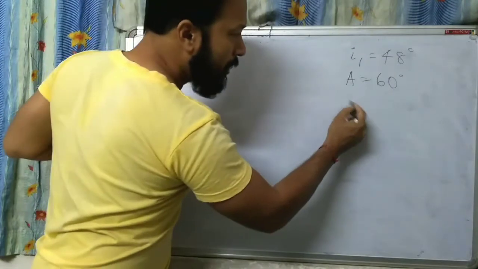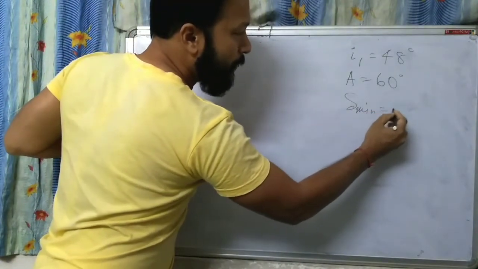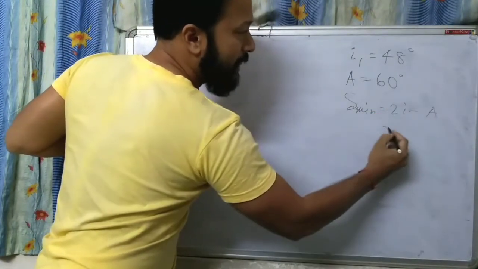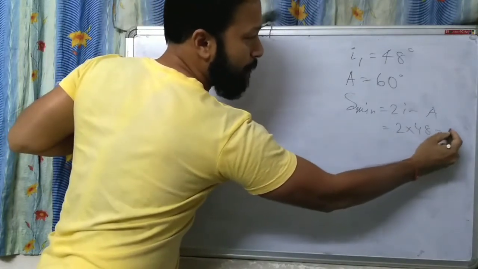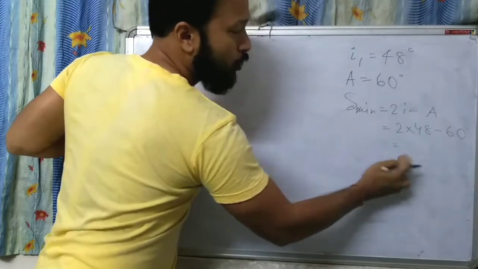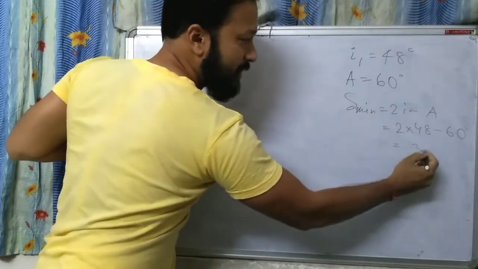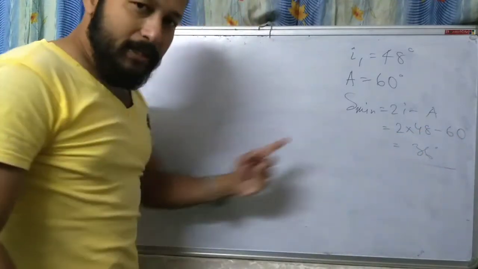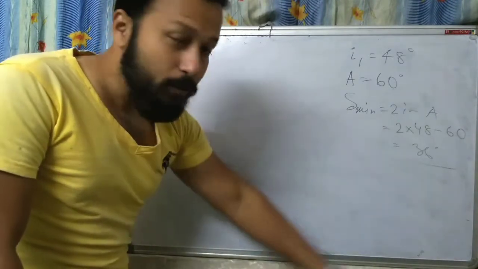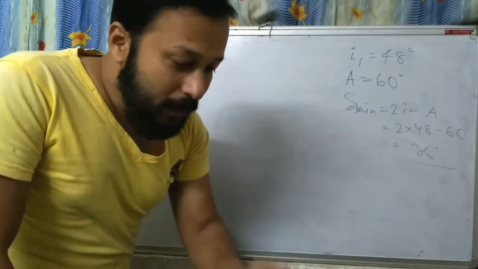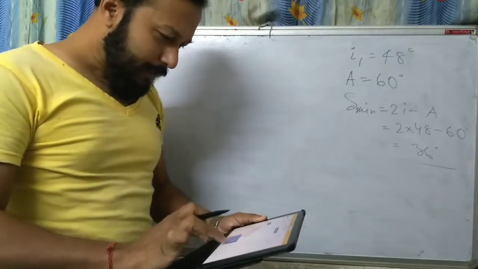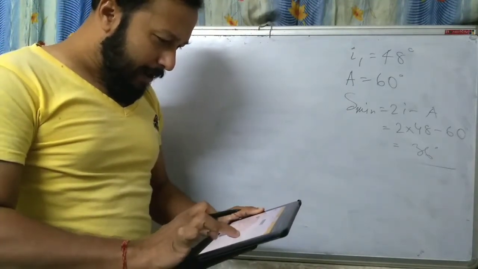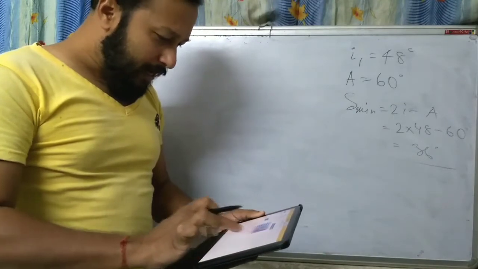We know the formula. Delta min equals 2i minus A. What is i? i is 48. So 2 times 48 is 96, minus A, 60. So 96 minus 60 is 36 degree. Simple? Yes, you just have to remember the formula. Let's move to our next numerical.